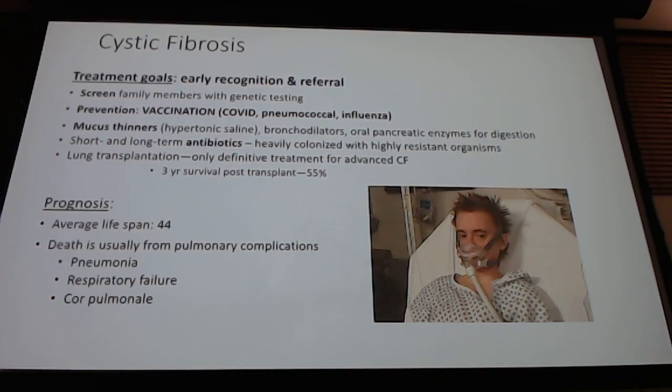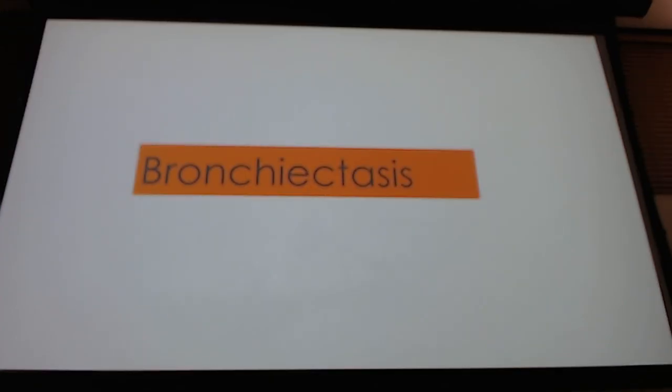All right, so we give them some mucus thinners, antibiotics, a lot of antibiotics for these patients, and then things that help prevent some of those common causes of pneumonia. Maybe I should put COVID in parentheses, right? Average lifespan is 44, which is up a lot from data about 20 years ago. I think it was in the high 30s. And these are the reasons. We'll talk about respiratory failure, pneumonia, cor pulmonale in subsequent lectures.